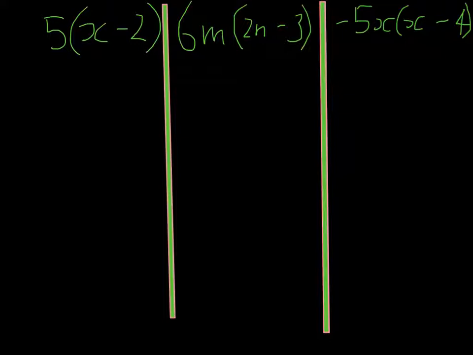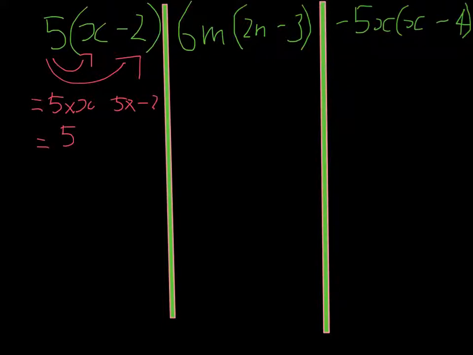Let's now apply the distributive law to these equations. So in the first equation, we need to multiply everything outside the brackets by what's inside the brackets. So we'll be left with 5 times x and then 5 times negative 2. So 5 times x is 5x. 5 times negative 2 is negative 10. That's our answer expanded.